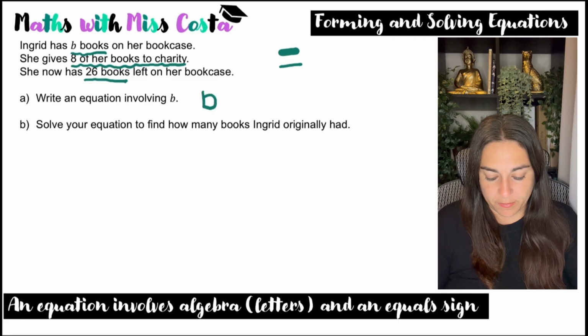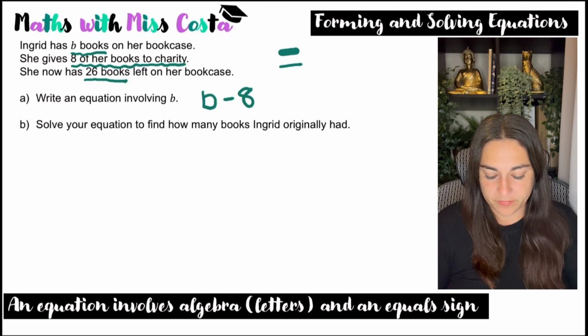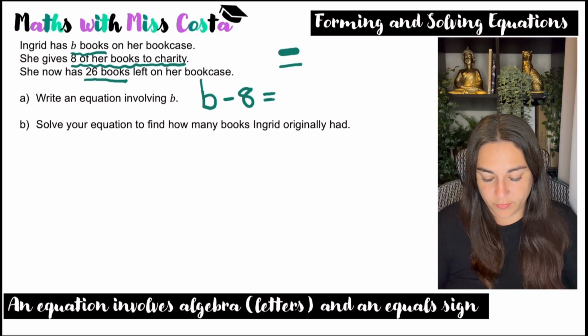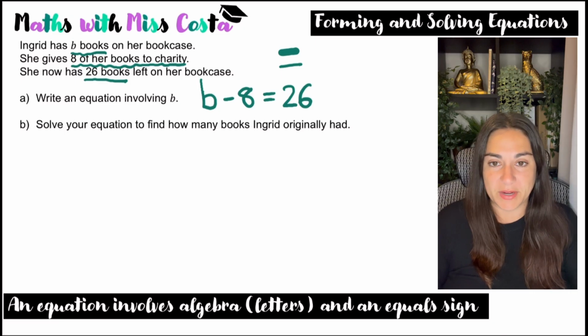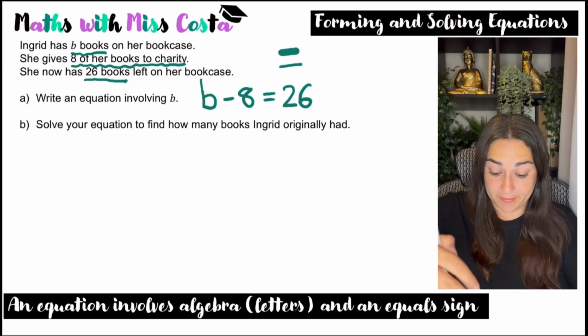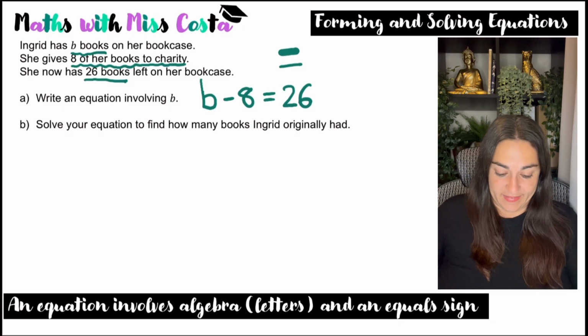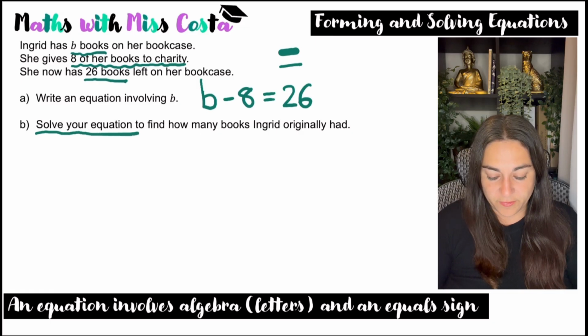Well, she started out with B books and she gave 8 away to charity. So she subtracted 8 from them. And what is she left with? The result is 26. So my equation is just going to be B minus 8 equals 26, because however many books were on, that's B. I took away 8 and the end result is 26. I now need to solve my equation to find out how many books Ingrid originally had.